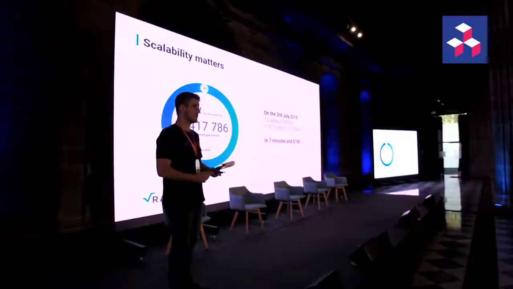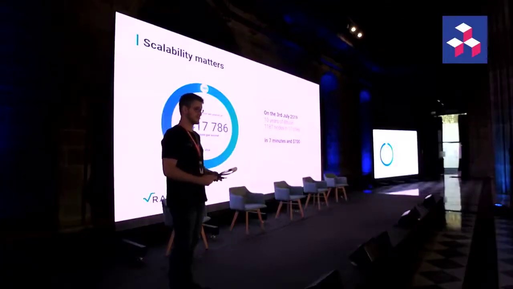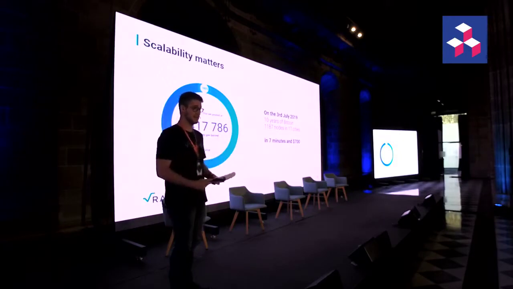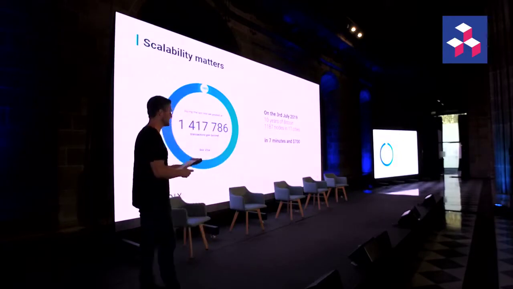Radix is focused on solving scalability, and we demonstrated this on the 3rd of July 2019 by achieving 1.4 million transactions a second, running the entire Bitcoin ledger, 10 years of it, in 7 minutes.